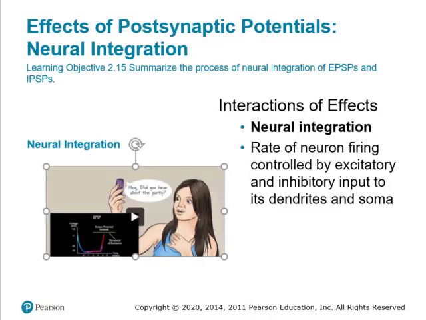So now we are going to think about neural integration, which involves an interaction of effects, an interaction between EPSPs and IPSPs. Neural integration has to do with the rate of neuronal firing as it's controlled by excitatory and inhibitory inputs to the dendrites and soma. If activity of the excitatory synapse increases, the rate of firing will increase. If activity of the inhibitory synapses goes up, the rate of firing will decrease. You'll remember early on in this chapter, we talked about the withdrawal reflex and about inhibition of that withdrawal reflex under a circumstance where dropping a hot object can be more catastrophic, right? So this is essentially what's happening with neural integration.